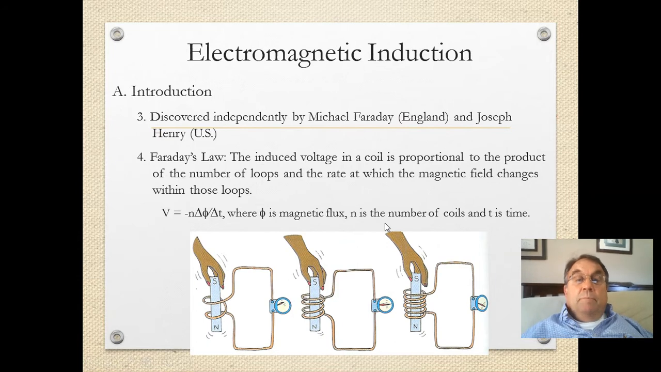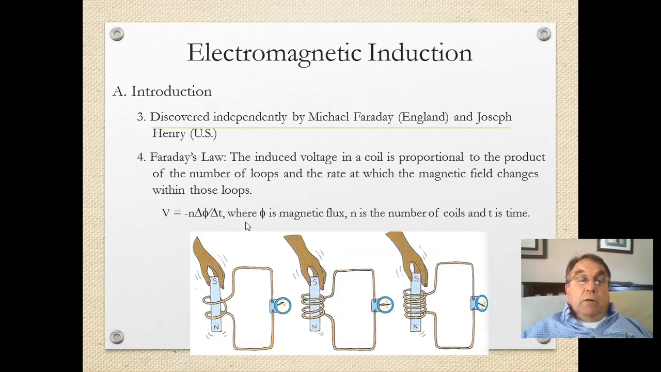Now, Faraday's law. Faraday got credit. He probably is due that credit, but an American scientist, Joseph Henry, concurrently discovered the same thing, but we name it after Faraday. So he says that an induced voltage in a coil is proportional to the number of loops in the coil. So here there are 2, here there are 4, here there are 6, and so on. And the rate at which the magnetic field changes within those loops.